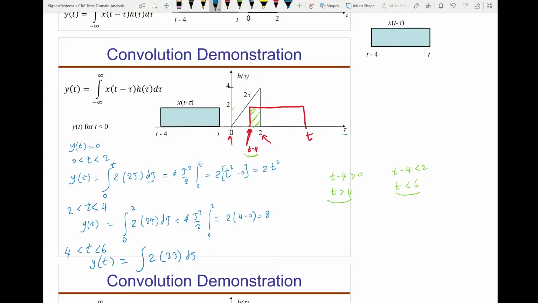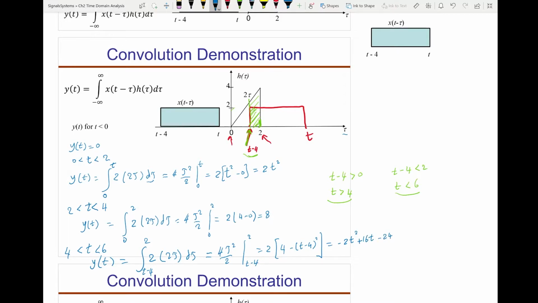Now the question is, what is the limit again? The limit will be here. This is the overlap, so it is from t minus 4 all the way to 2. The two functions overlap and the product will give you a value. So the lower limit is t minus 4 to 2. When you carry out the integration, again it's 4 tau squared over 2, from t minus 4 to 2, which equals 4 minus (t minus 4) squared. You can simplify this and you should get minus 2t squared plus 16t minus 24.